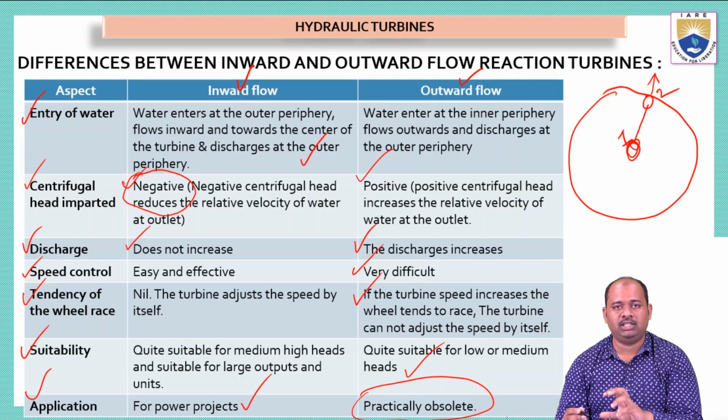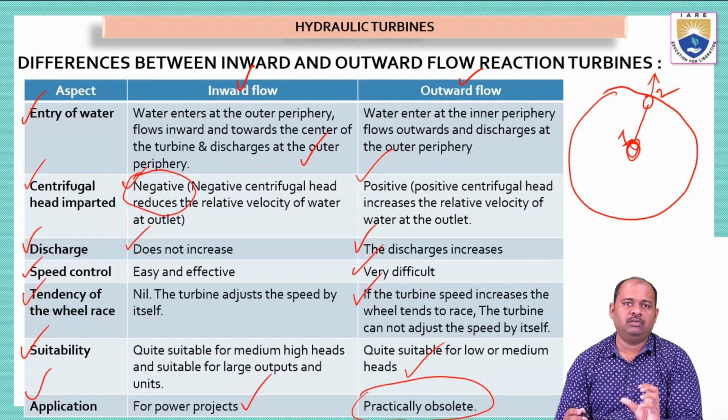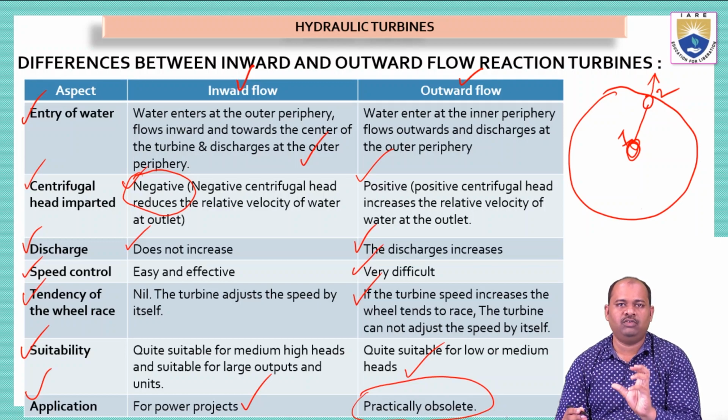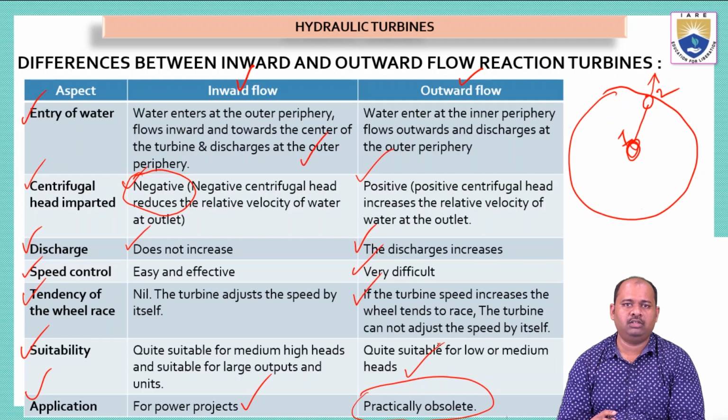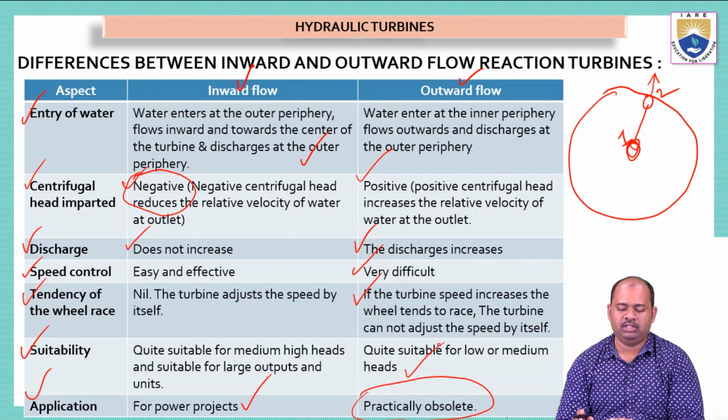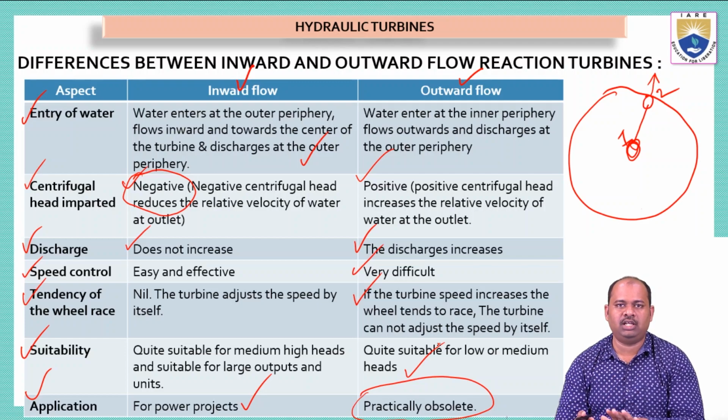This is not practically possible because the centrifugal force acting on the wheel will be more, and it will make the wheel rotate in a jiggling motion. Because of this, the outward flow reaction turbines were once developed but are not used in industry anymore. They are practically obsolete.